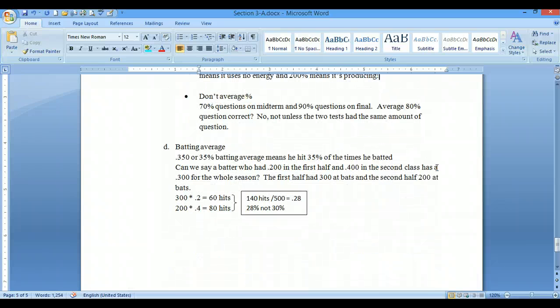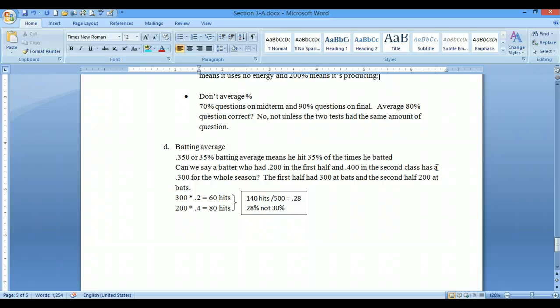The next hint, don't average percentages. If you got 70% of the questions on the midterm correct and 90% of the questions on the final correct, did you average 80% of the questions correct? Not unless both tests had the exact same amount of questions. Let's go to the example to back this up. So if I have a batting average of 0.35 or 35%, that means that a person is hitting 35% of the times that he's at bat.